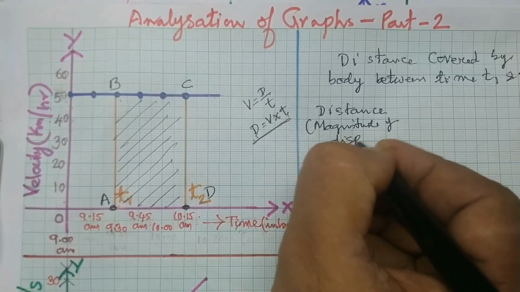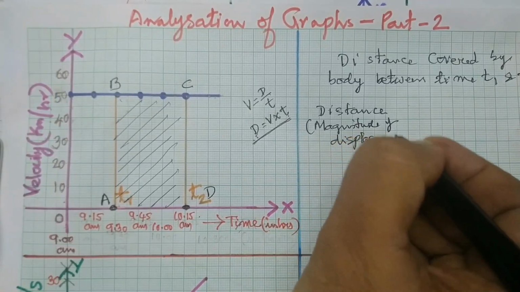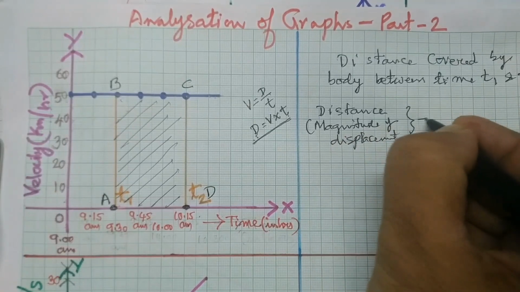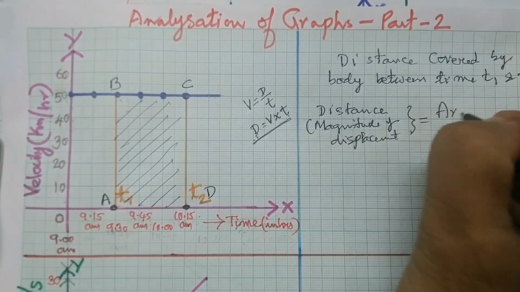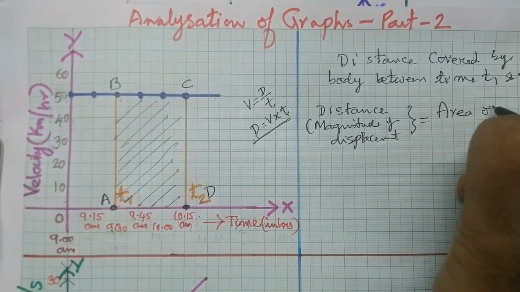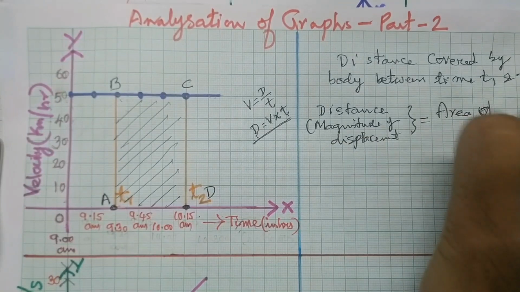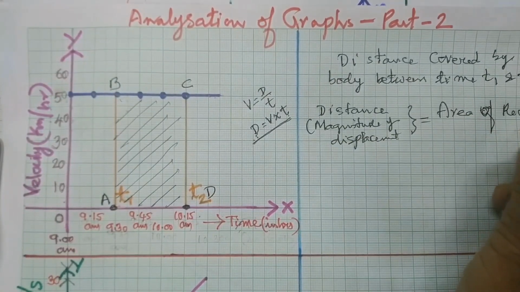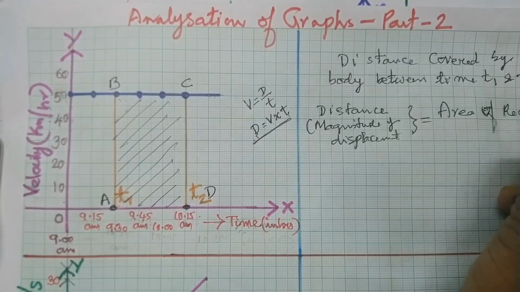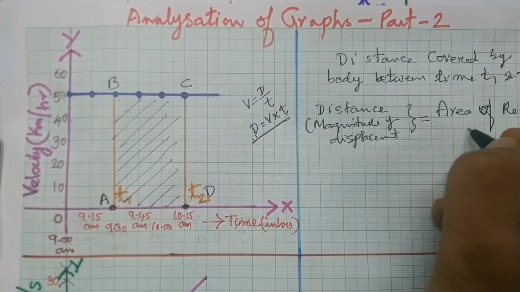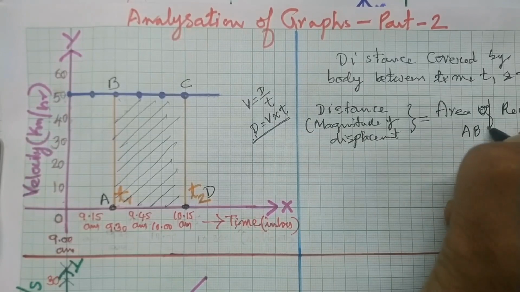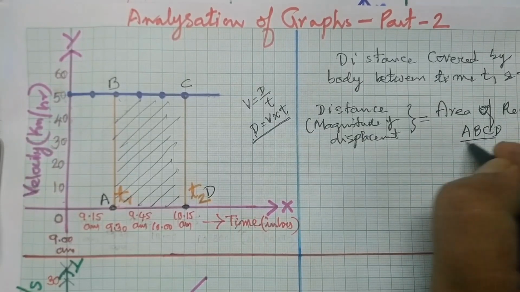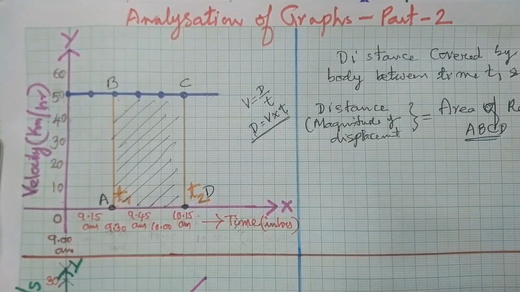Magnitude of displacement is equal to the area of the rectangle. What is the name of the rectangle? ABCD. The rectangle's name is ABCD, that you know very well here.